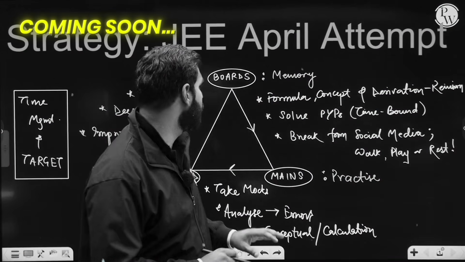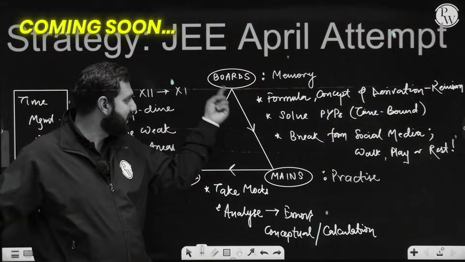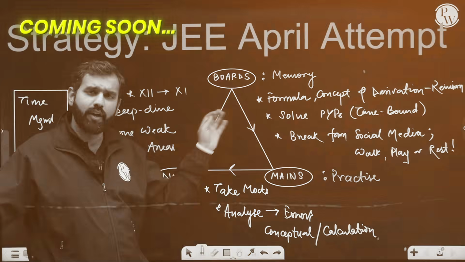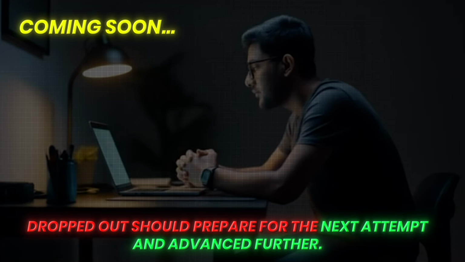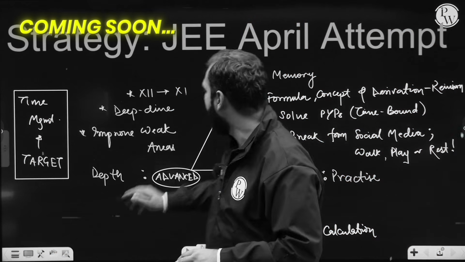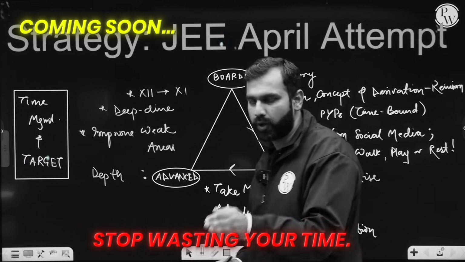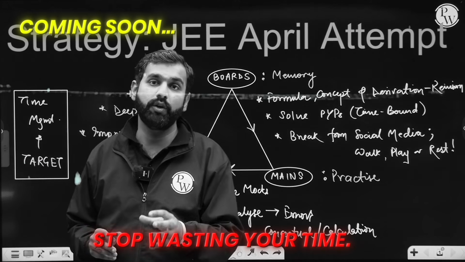If I could begin with the first part, of course, you could be either a dropper or a 12th student. So if you are a 12th student, boards should be your priority. And if you are a dropper, you will be straight away preparing for the next attempt and then for the advanced, of course. At this stage, you have a lot of things going on. So stop all those unproductive activities which are making you waste a lot of time.